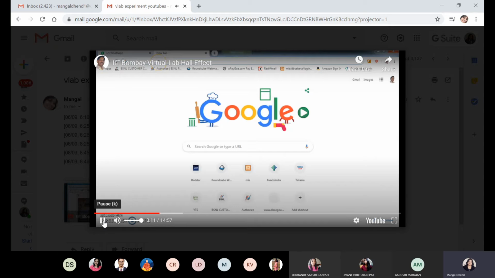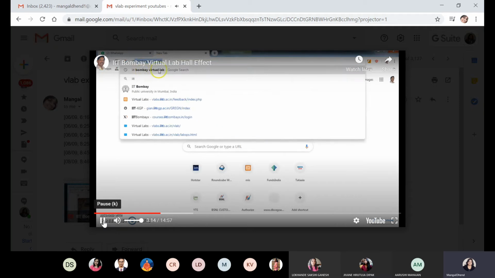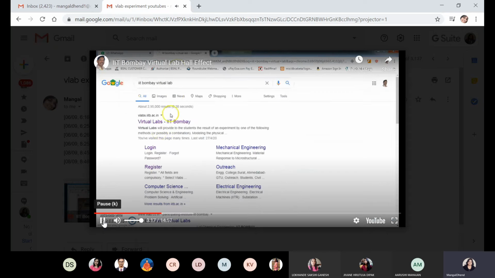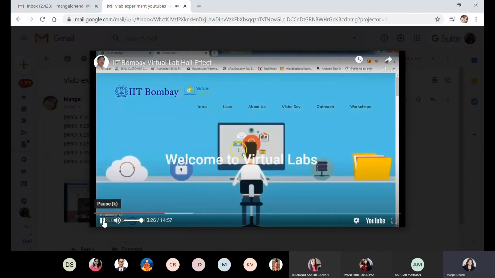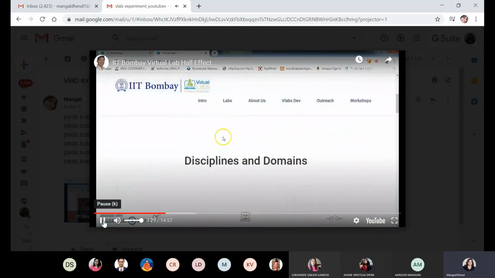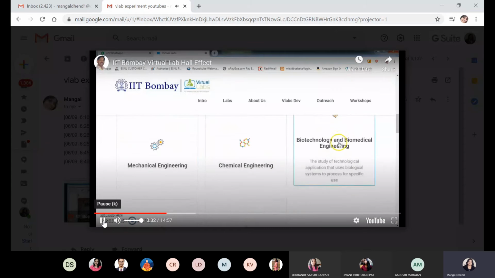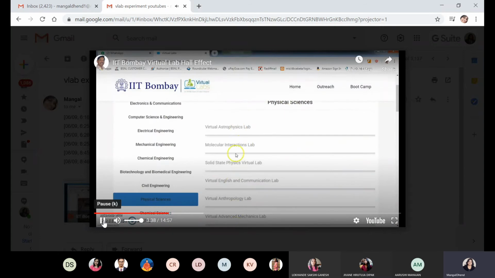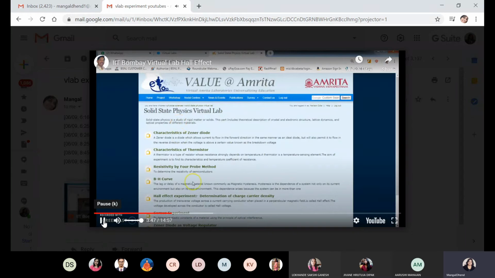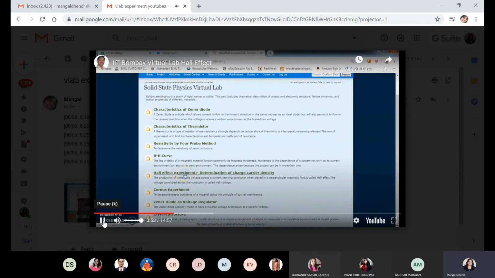Open the Chrome browser and type over there IIT Bombay virtual lab, and you click enter and you will get this link. Click on the virtual labs IIT Bombay. So you'll get this page. Welcome to virtual labs IIT Bombay. You scroll down and you'll see the different subjects in which you can perform the experiments. So you scroll down and go to physical sciences. Under physical sciences, you'll find different labs which are available there. So Hall effect experiment is there in the solid state physics virtual lab. So click on that solid state physics virtual lab. And then the different experiments in this solid state physics lab are there. So we want the Hall effect experiment. So we click on this here.